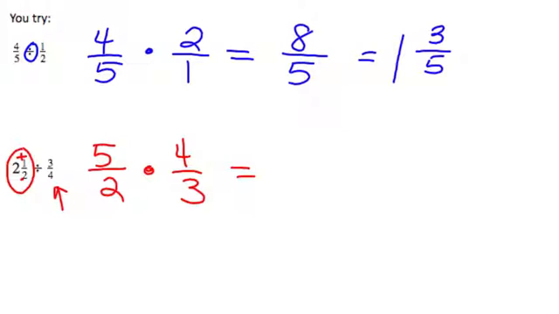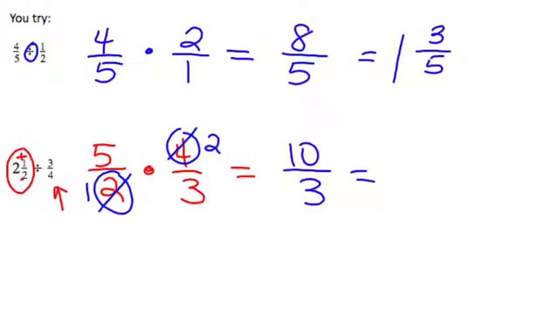Now I can multiply the numerators and multiply the denominators, or I can look for any simplifying within the problem. So notice that 2 and 4 can both be divided by 2. They have a common factor of 2. So 2 divided by 2 is 1. 4 divided by 2 is 2. Now I can multiply the numerators. 5 times 2 is 10, and 1 times 3 is 3.